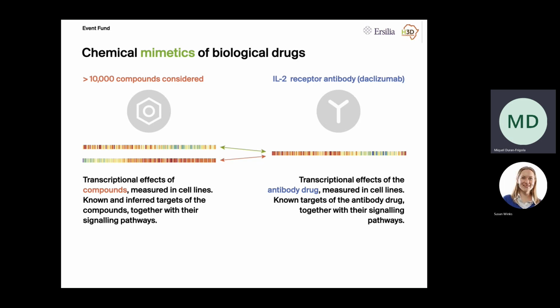So in this case, we took an IL-2 receptor inhibitor antibody called the taclizumab, and we looked at the transcriptional profile of the taclizumab in cells. So we had an assay where we could collect the genes that were upregulated and downregulated when the cells were exposed to this antibody drug. And then we can ask the following question. In my chemical checker database, can I find compounds that have a very similar transcriptional response to the taclizumab?